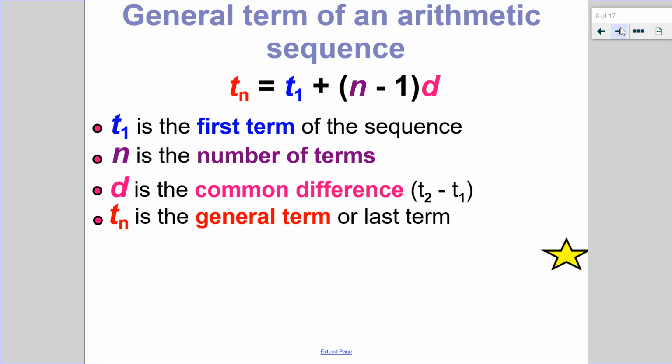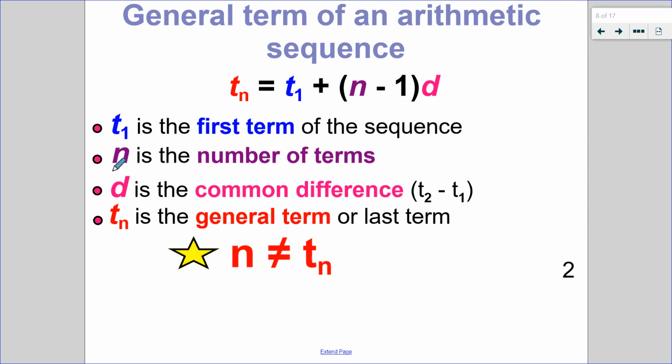So second term minus the first term, for example. And T sub n is your general or last term. Now, my big tip for you here is, this is a mistake students sometimes make, is they confuse n and T sub n. So here's how I remember it.